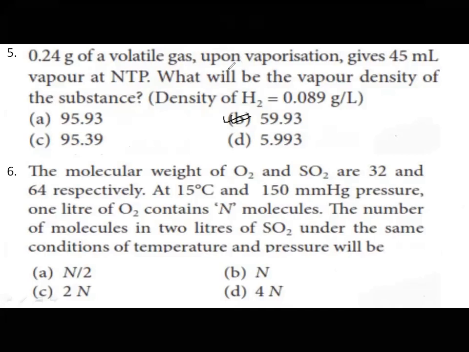The molecular weight of O2, oxygen gas, and SO2, sulfur dioxide gas, are 32 and 64 respectively at 15 degrees Celsius and 150 mm Hg pressure, that is the unit of pressure. 1 liter of O2 contains N molecules. The number of molecules in 2 liters of SO2 under the same conditions of temperature and pressure. Again, very, very interesting questions this topic has.